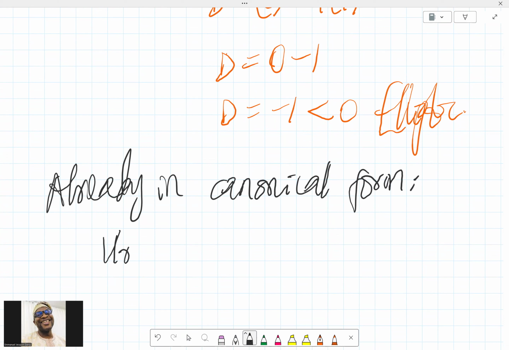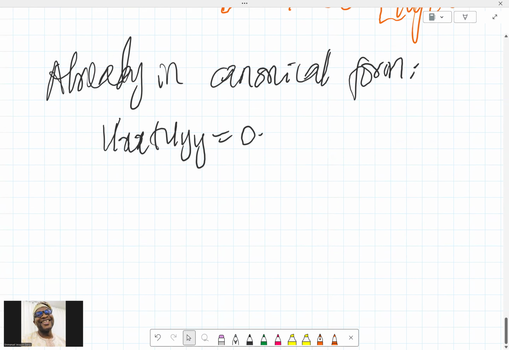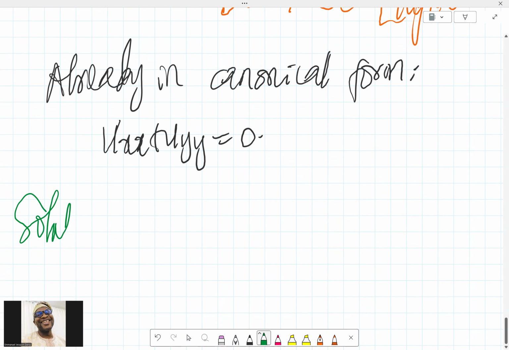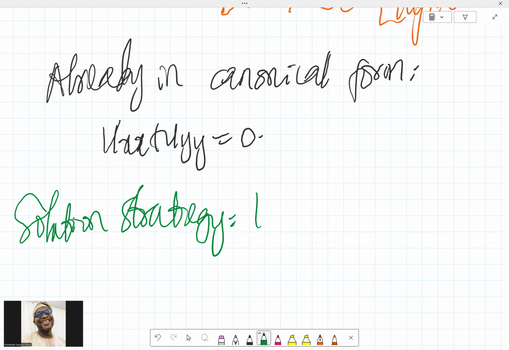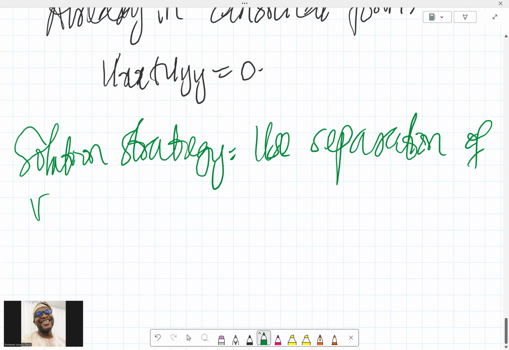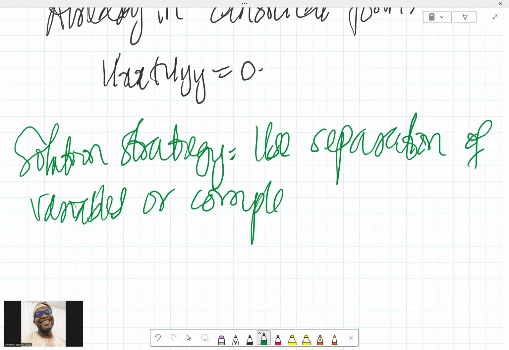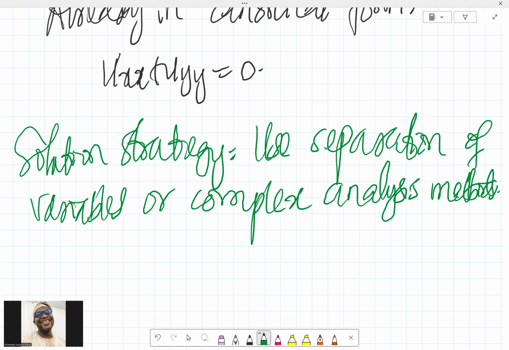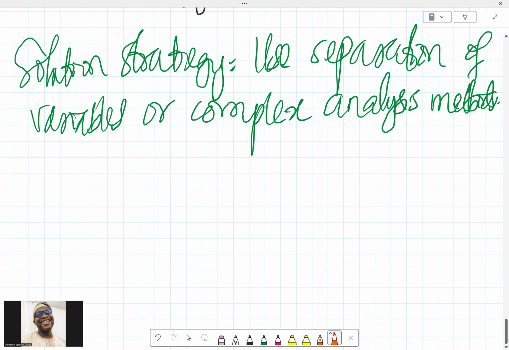So we have uxx plus uyy equals 0. We can talk about a solution strategy for this. We can use separation of variables, as we are going to see later, or complex analysis methods. We'll see some of these methods later on.